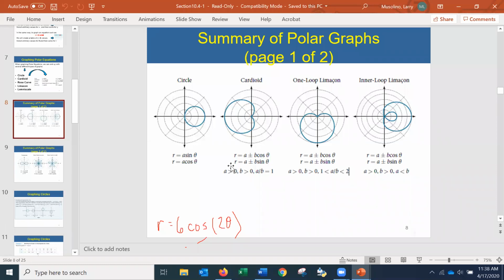All right, well, I'm noticing that none of these equations on slide 8 match up, right? Because again, our example is 2 theta, but none of these equations involve 2 theta. So let me go to slide 9.